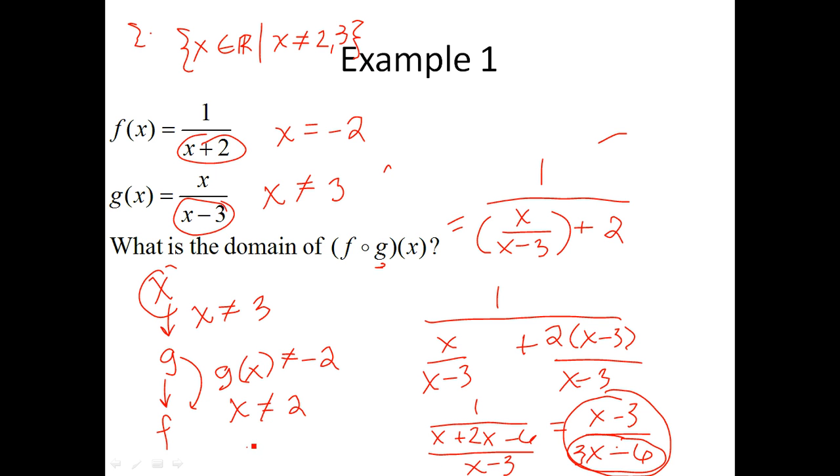Let's look at what that would be. It's 3x minus 6 equals 0. 3x equals 6. x equals 2. And you see that we already have that value here. The 3 you don't see anywhere in here, so that's why we had to do this process. Otherwise we would have missed the 3 and we never would have known that that was going to be a problem.